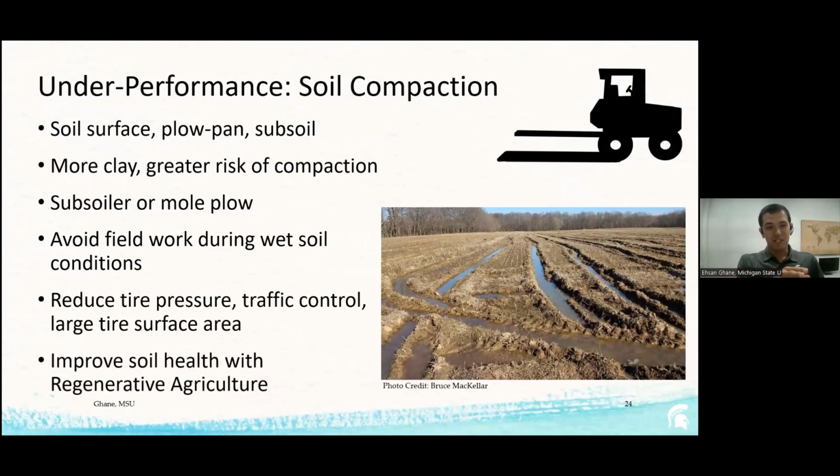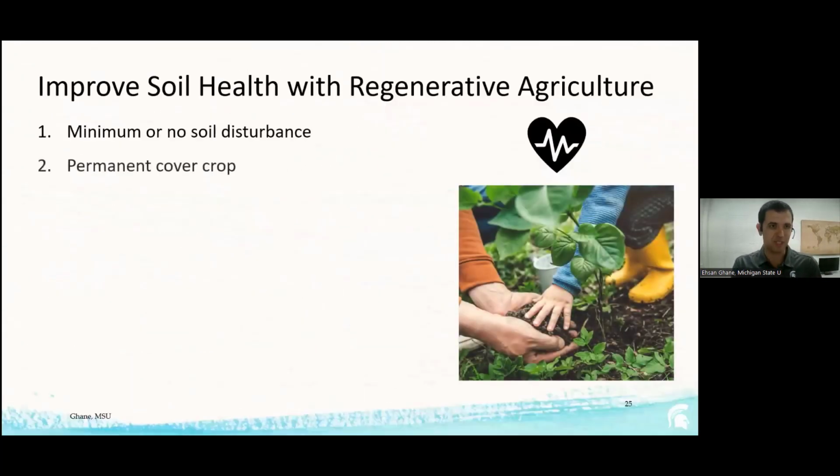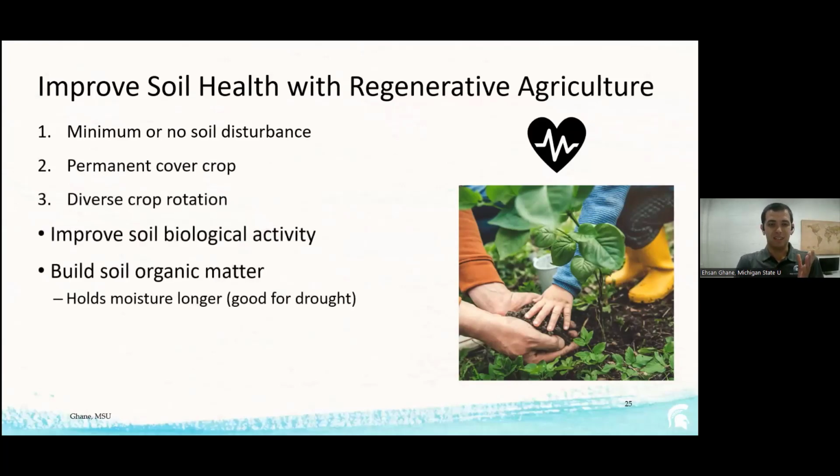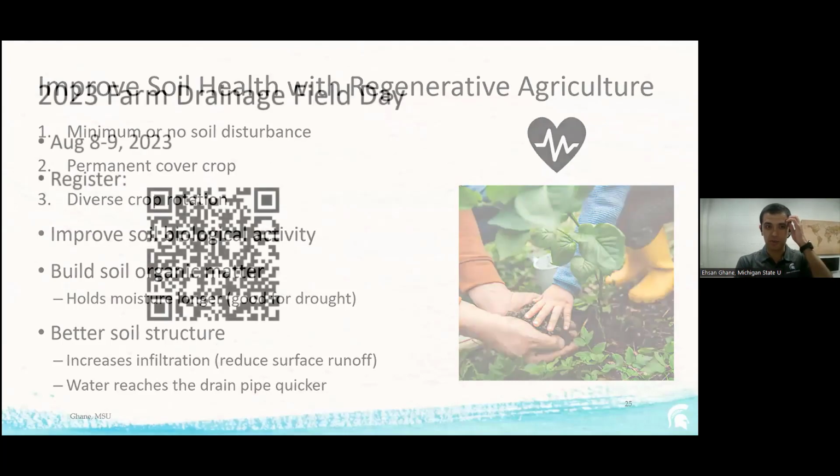And so what I mentioned, like avoiding the sub-tillage, those are just temporary fixes, but you don't want to do the tillage all the time. In terms of the long-term solution, you want to improve the soil health with regenerative agriculture, which would mean having minimum or no soil disturbance, permanent cover crop, and diverse crop rotations, because these improve the soil structure. And when the soil structure improves over time, you're going to get better infiltration and reduced surface runoff. And then water is going to reach the pipe faster. So this is very important to have that.